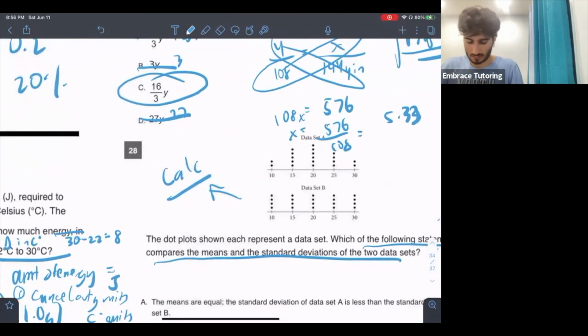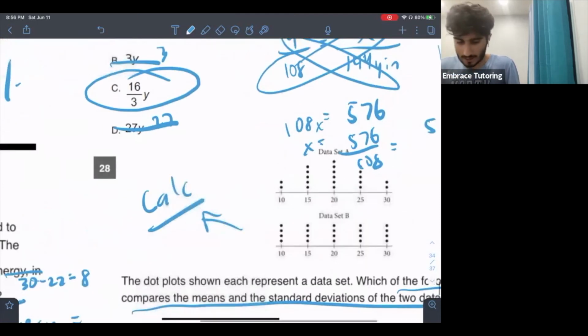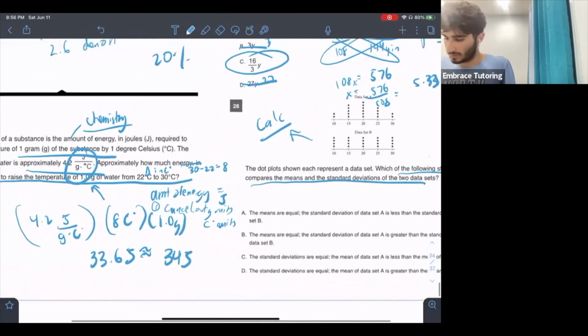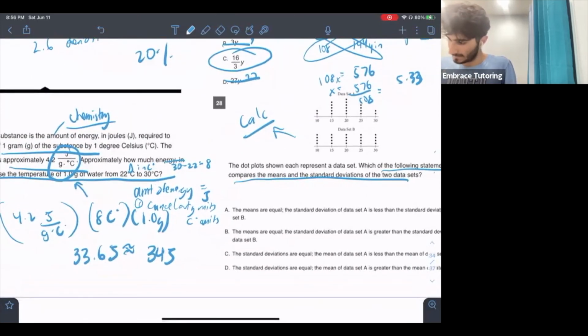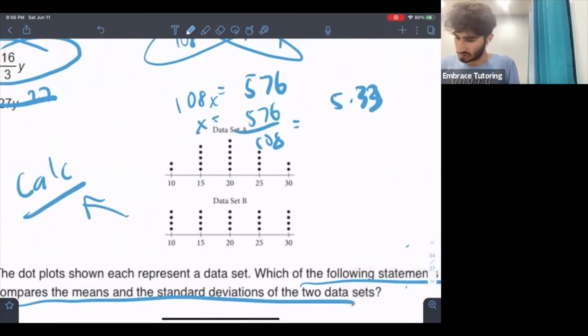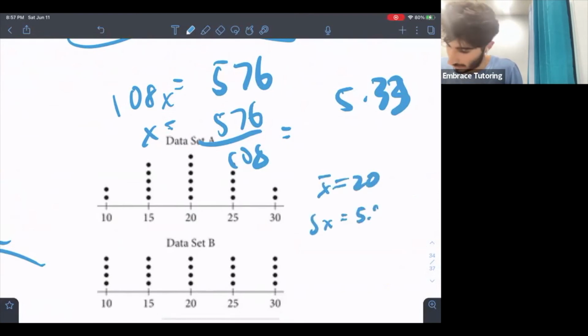Wait, let me double check everything, make sure everything's good. 10 has 2, 20 has 4, and 30 has 2. Okay, yeah. 25 has 5, sorry about that. Now it should be, yeah, double check. Okay, yeah, the mean is 20, and then the standard deviation is 5.848.